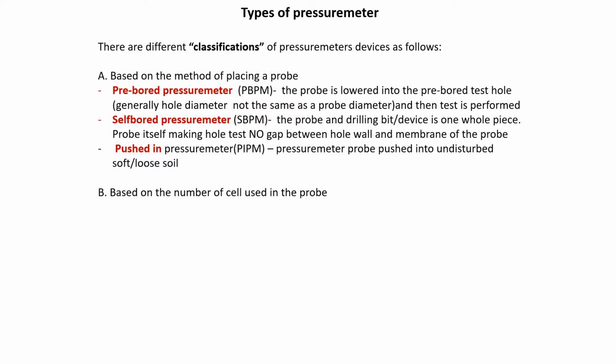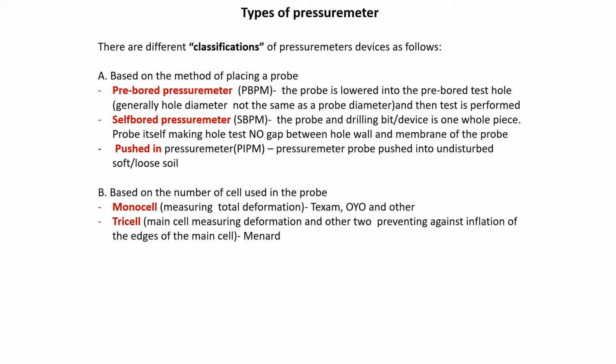Then, based on the number of cells you're using in a probe, you have monocell, where only one cell is inflating, and that's it. You don't have other cells. You have tricell. Originally all pressuremeter theory was based on tricell guard cells. What does it mean? Let me show you guys. You have the probe itself. I'm not going to give you detail, just a conceptual approach. And you have guard cells above and below your probe.